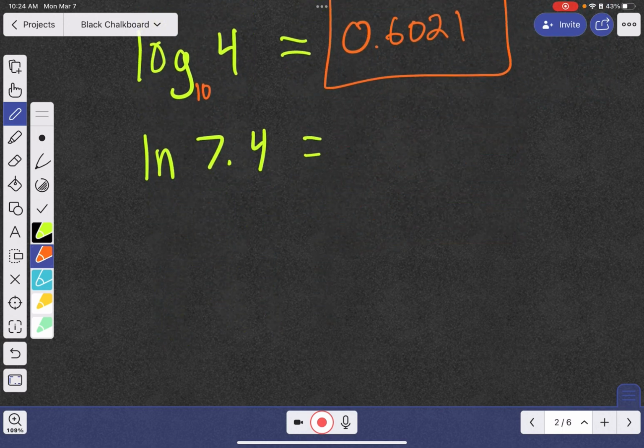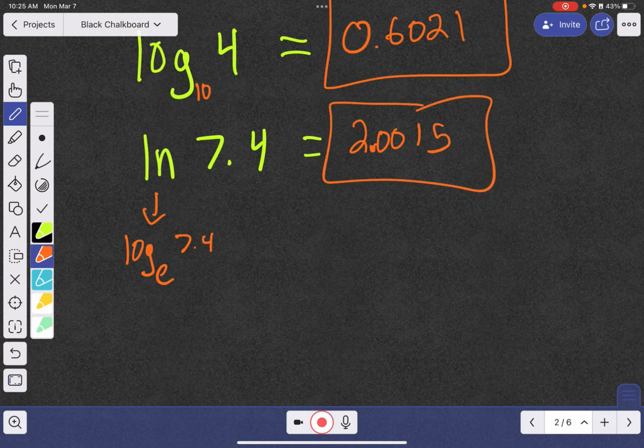Same thing with the ln of 7.4. Now remember that ln, just for review, is the same thing as log base e. These two things are equivalent to each other, but there's an ln button on our calculator. So anytime you see ln of something, just hit the ln button on your calculator, which is right underneath the log most of the time. Punch in 7.4, and you get 2.0015 as your solution for that.